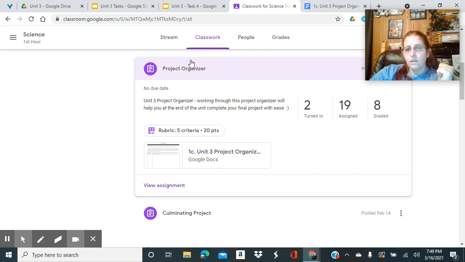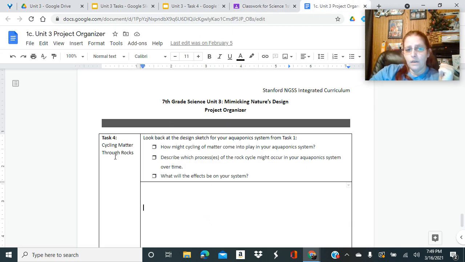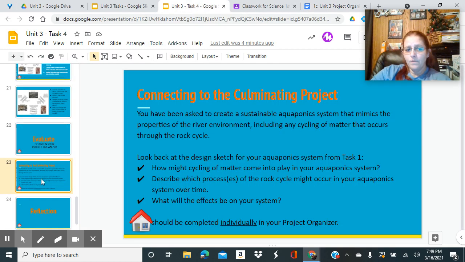So in the project organizer, in task 4, you're going to write a little paragraph or so and think about those 3 questions and really talk to me about those 3 questions and what your plan is. Okay, so that's what I want you to do for that one.